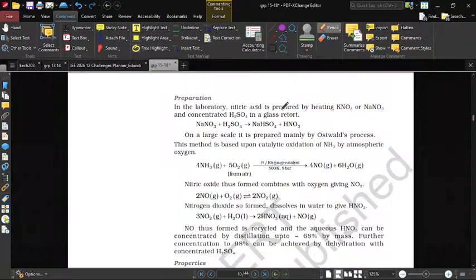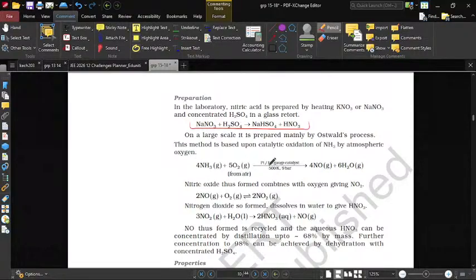In laboratory, nitric acid is prepared by heating KNO3 or NaNO3 and concentrated H2SO4 in a glass retort. NaNO3 plus H2SO4 will give NaHSO4 plus HNO3. Substitution reaction हो जाता है. On large scale, it is prepared mainly by Ostwald process. This method is based upon catalytic oxidation of NH3 by atmospheric oxygen.